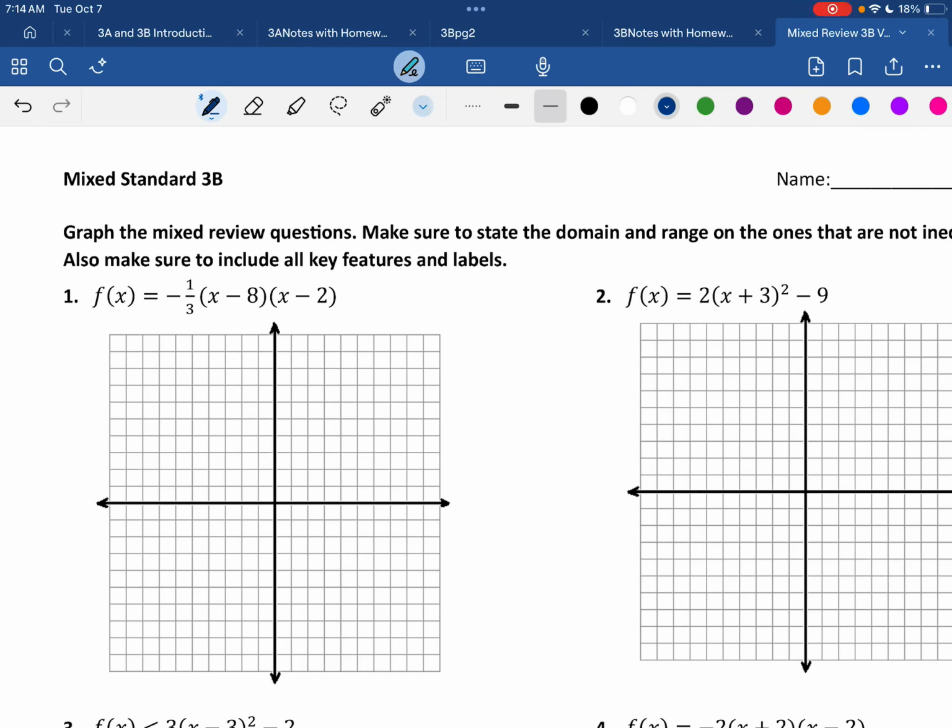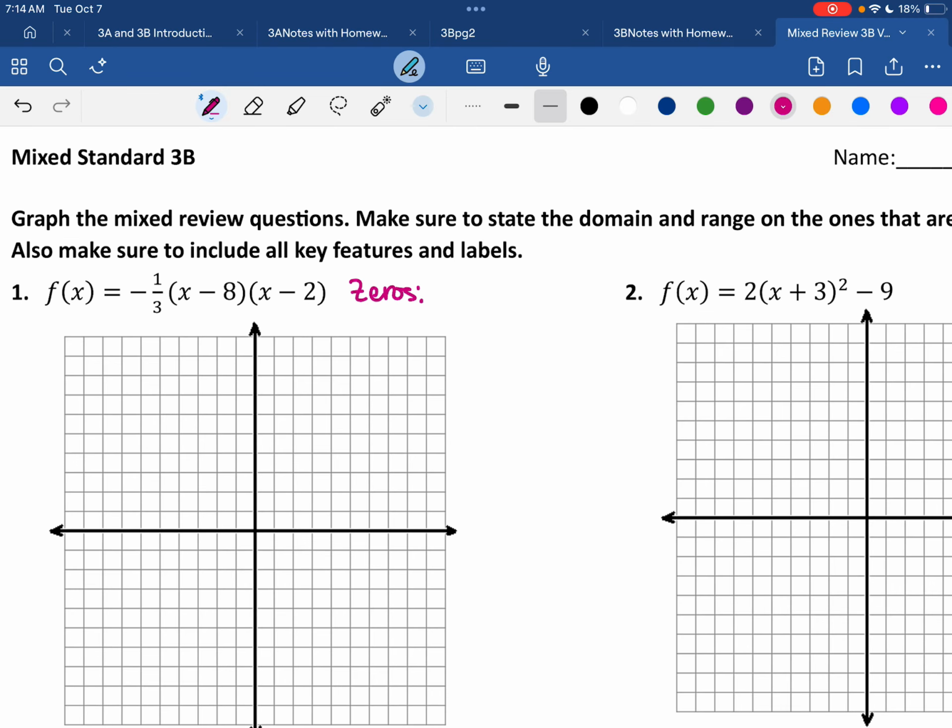This video is for using the rules. We're going to do question number 1 and number 2. The first thing we're going to do on number 1 is find our zeros. When you find your zeros, we are going to take the opposite of what we see with the x values, and we're going to put a 0 there because there's no k value. And then we're going to go plot them.